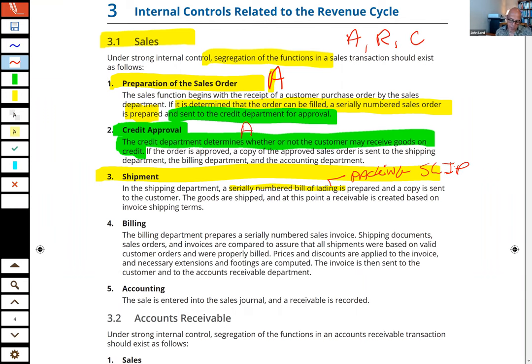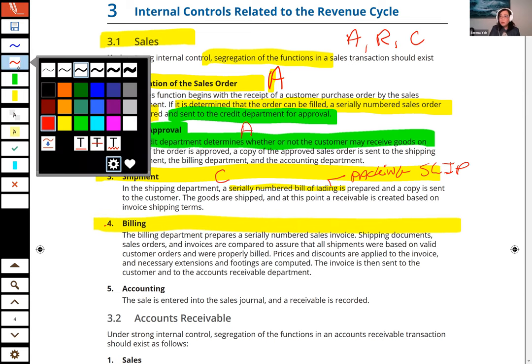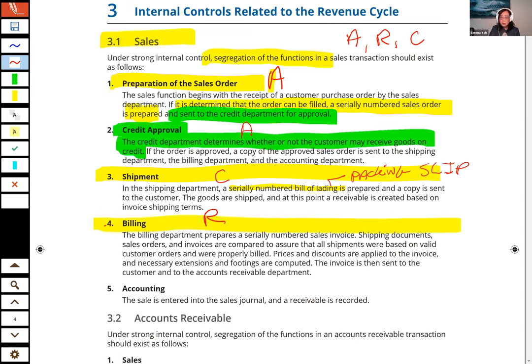And is this authorization, record keeping, or custody? Custody. This is custody, right? Because they actually have the item in the shipping department. And then we actually do the billing. And billing is what? Authorization, record keeping, custody, do you think? Record keeping. Good. That's record keeping.